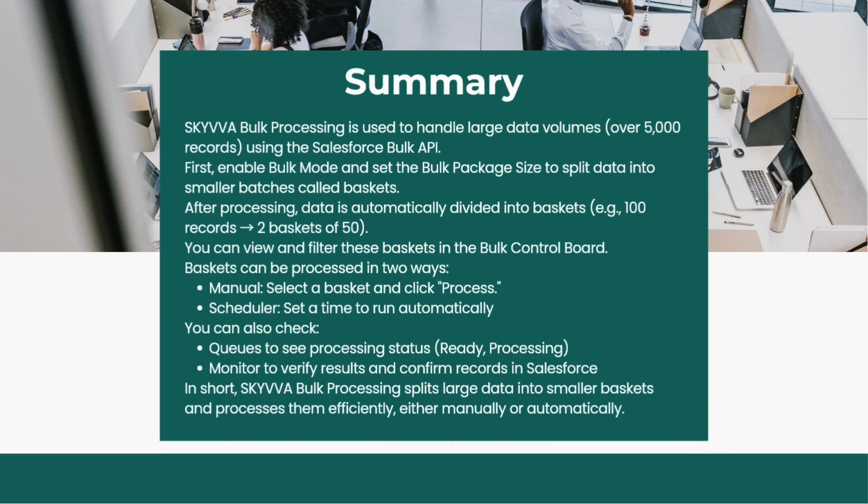SKYVVA Bulk Processing is used to handle large data volumes, over 5,000 records, using the Salesforce Bulk API. First, enable bulk mode and set the bulk package size to split data into smaller batches called baskets. After processing, data is automatically divided into baskets, e.g., 100 records, 2 baskets of 50. You can view and filter these baskets in the bulk control board.